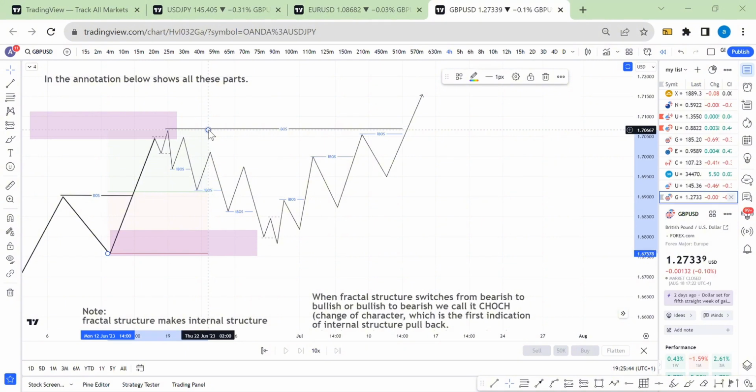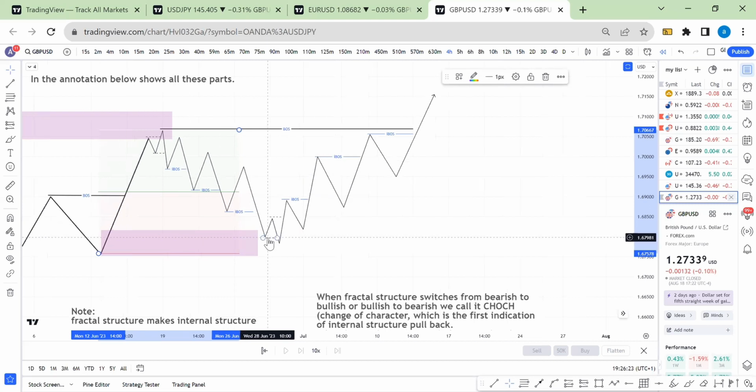You have to keep at the back of your mind that as you are following the internal structure, no matter what, immediately you cross to the discount zone, starting from this middle line, that's the 50% downward, this 0.5 line downward, you stop looking for shorts. You stop looking for shorts immediately price breaks into the discount, because any moment from now, this internal pullback will be over, and we are going to have another fractal change of character.